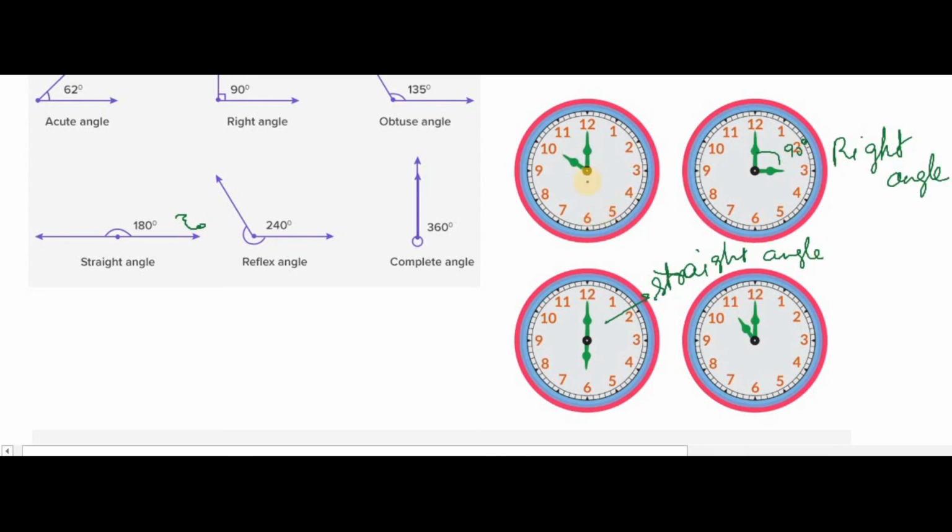Then what about these two angles? First 10 o'clock and 11 o'clock. What kind of angle will you get here?